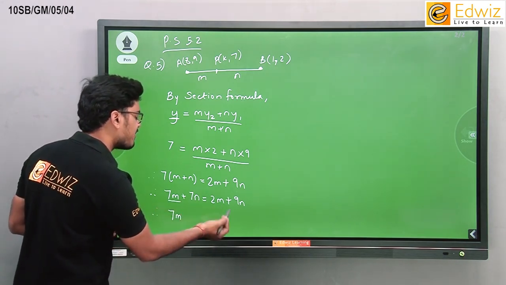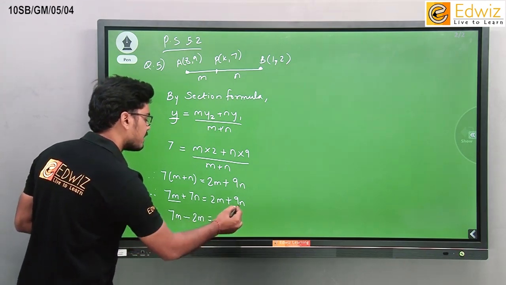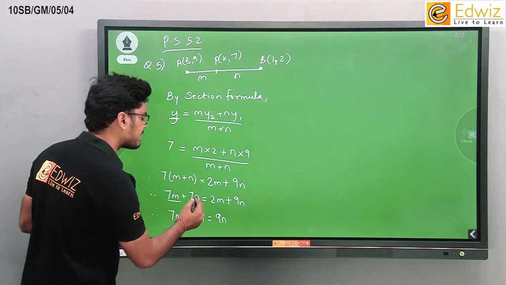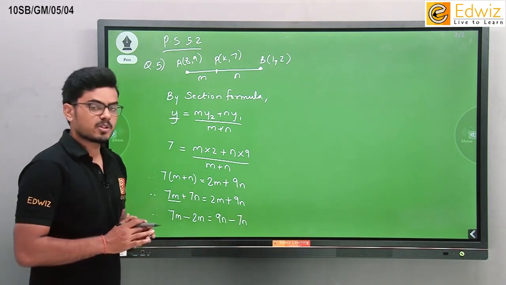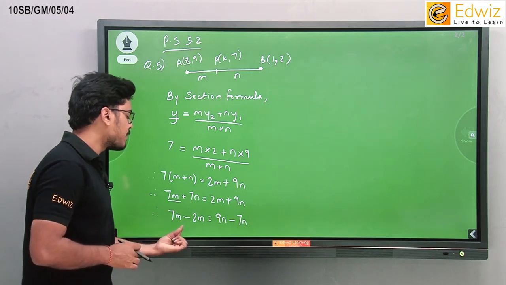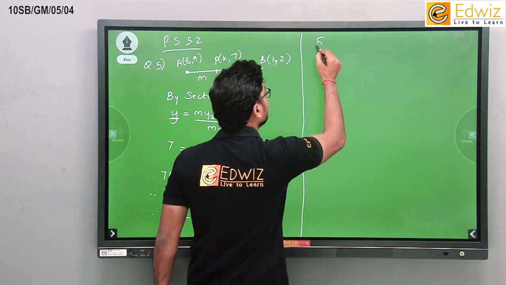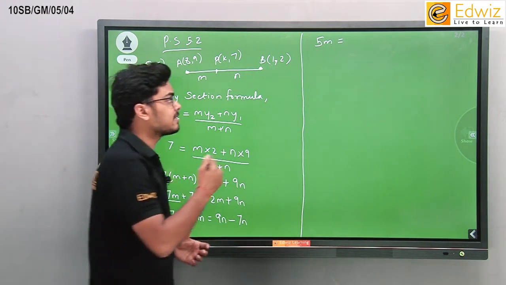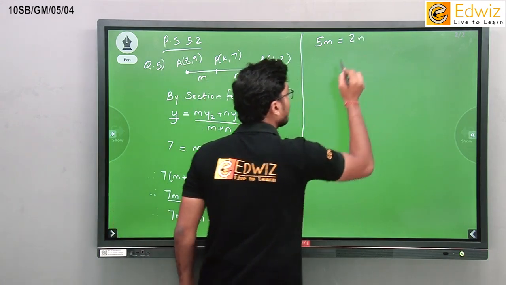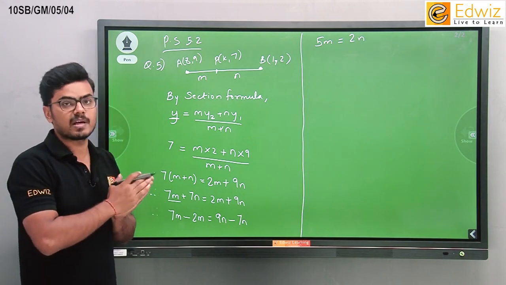This 2m, when it comes to this side, will become minus 2m, and 9n will stay here only. 7n, when it goes to the other side, will become minus 7n. Okay, so what we are getting here is 7m minus 2m, that is 5m, equal to 9n minus 7n, which is 2n. Now remember, we have to find the ratio. We don't need the individual values of m and n.